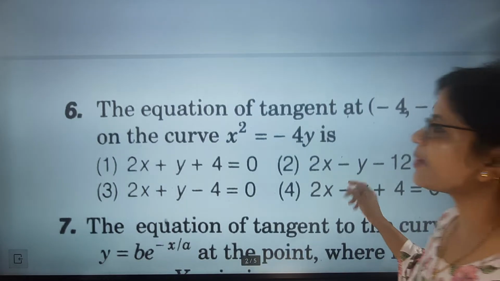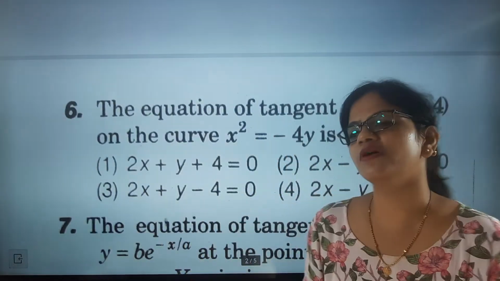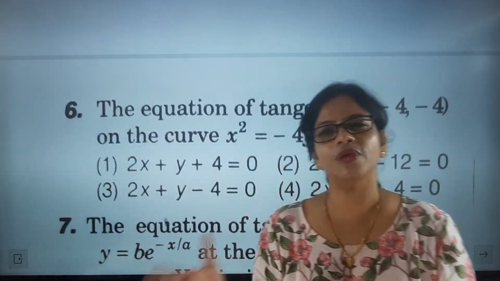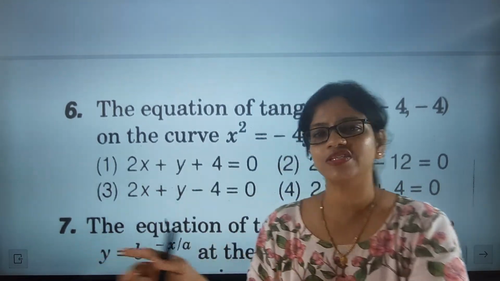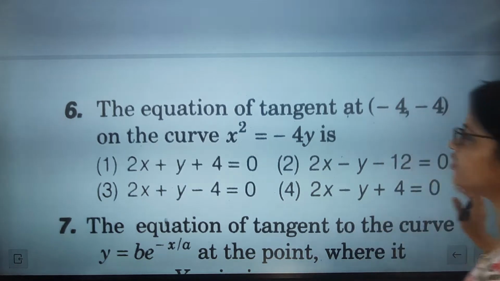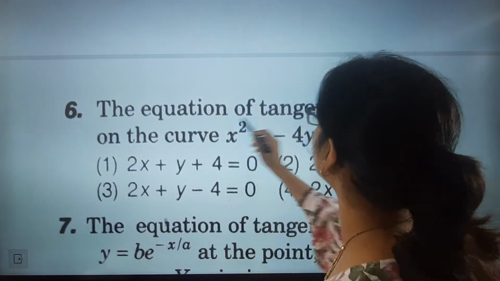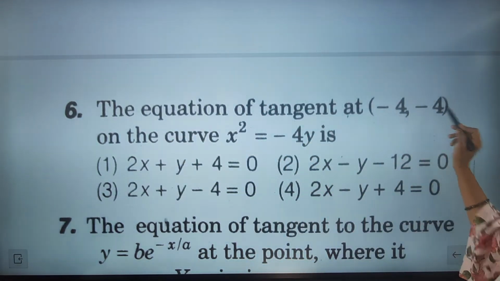The syllabus will be covering all the CBSE board, Bihar board, so all can learn and all can be able to solve the questions. So without wasting time, shall we start the work? First question is the equation of tangent at -4, -4.